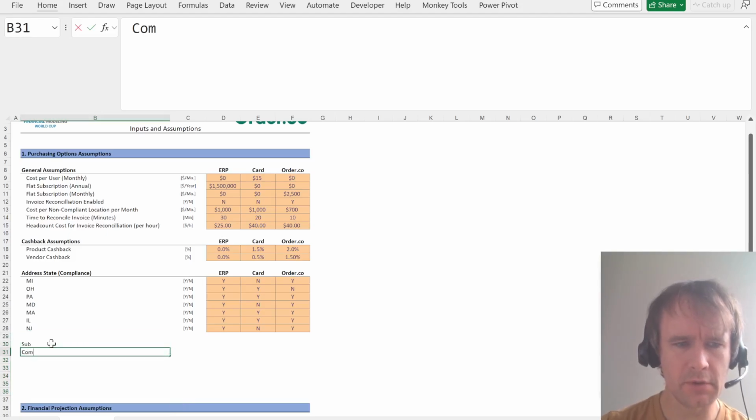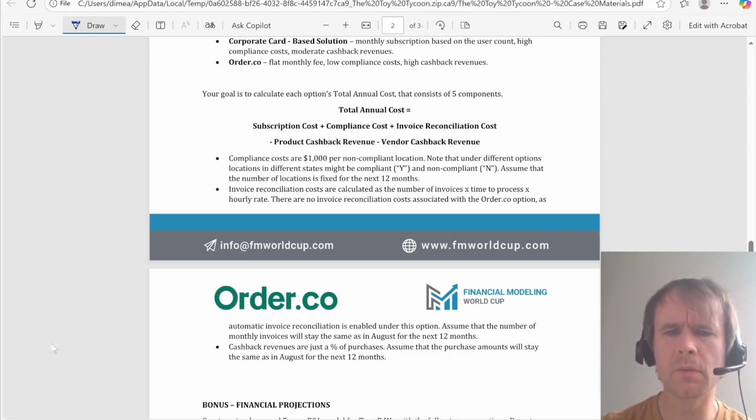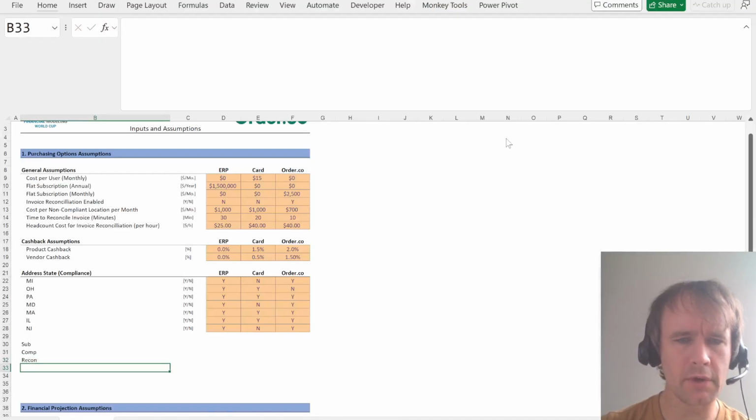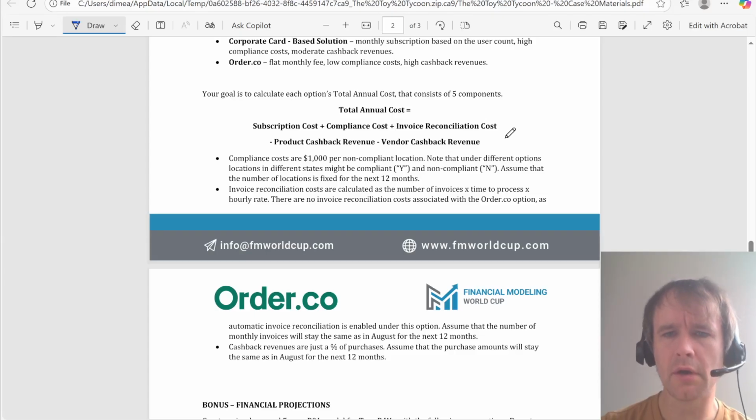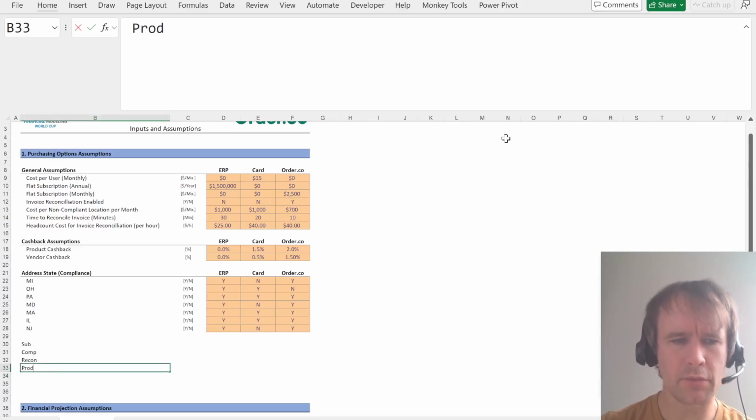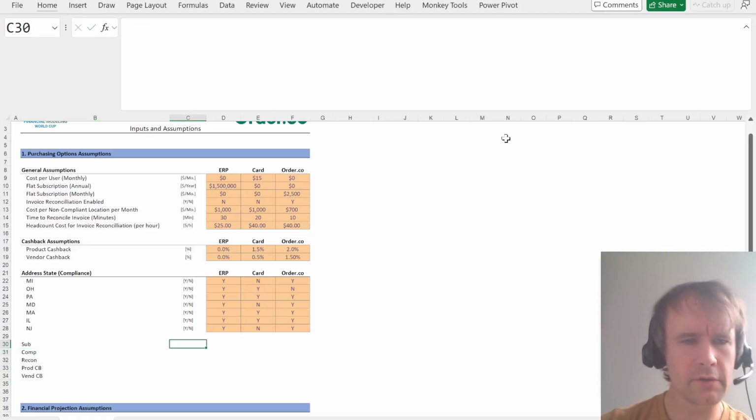So sub, compliance. Where's it go? Here we are. Recon, cashback. No, so fraud, cashback, and vendor cashback. Okay, so the subscription cost. The ERP is that, and this times 12. This is presumably 0 because it's 0 for both of them.